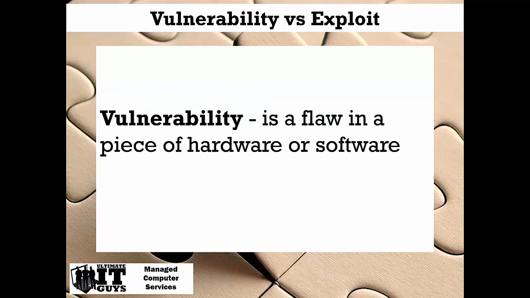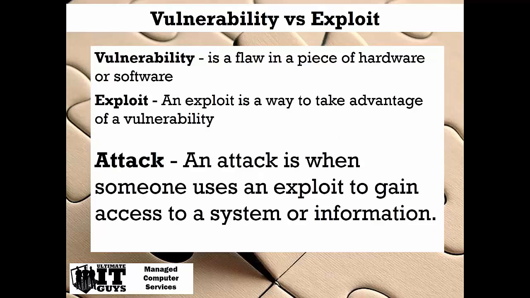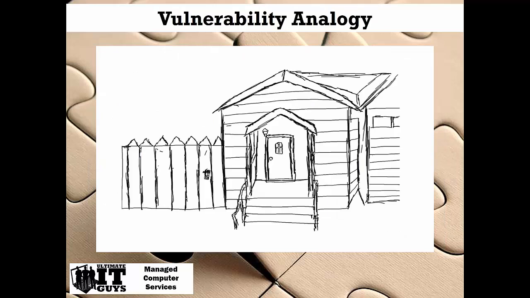A vulnerability is a flaw in a piece of hardware or software. An exploit is a way to take advantage of a vulnerability. An attack is when someone uses an exploit to gain access to a system or information. Okay, well, that still is pretty vague and techy and probably still doesn't make a whole lot of sense to you.